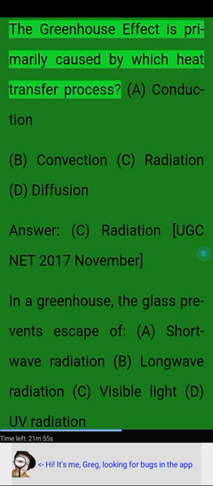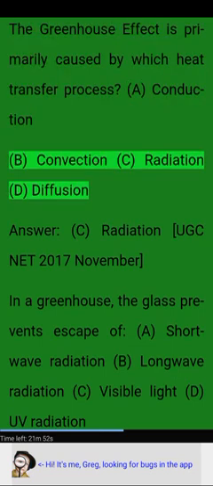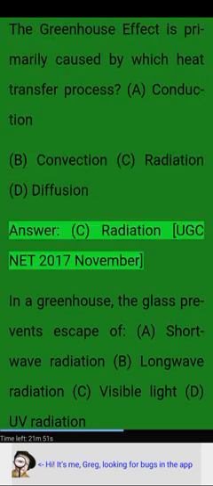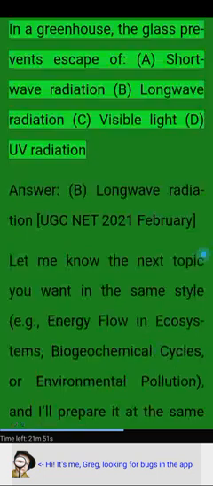UGC NET 2018 December. The greenhouse effect is primarily caused by which heat transfer process? A. Conduction. B. Convection. C. Radiation. D. Diffusion. Answer: C. Radiation.